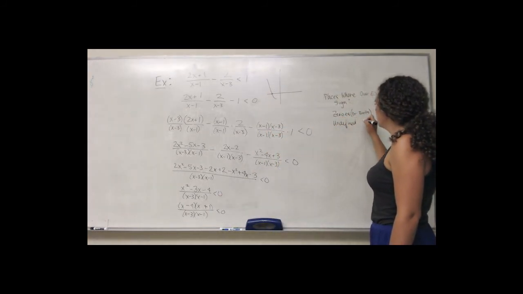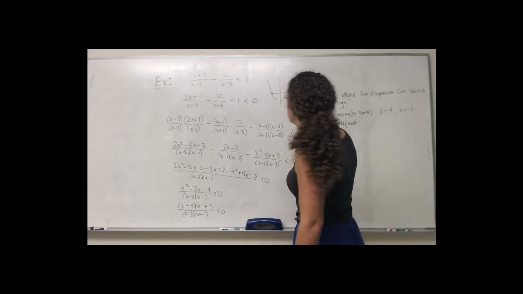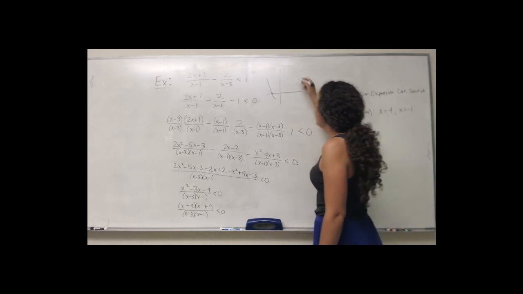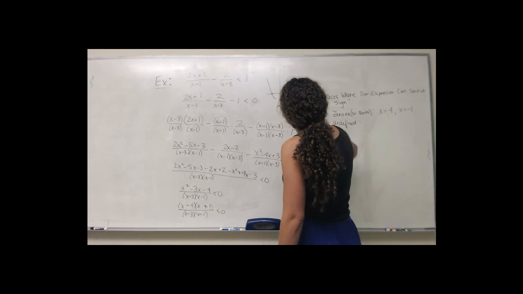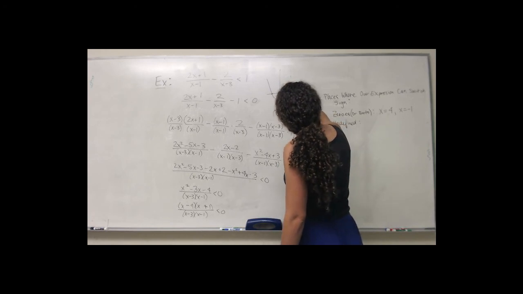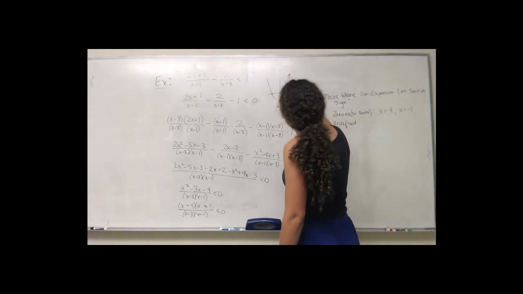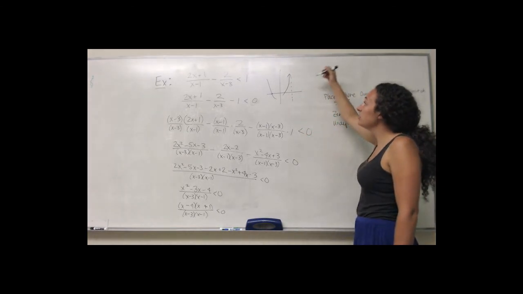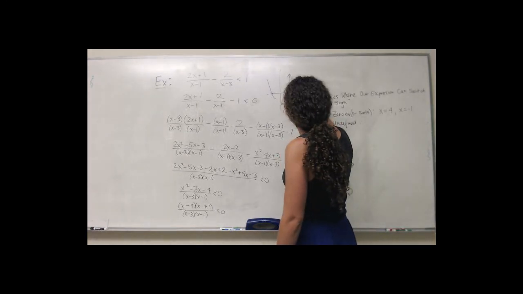Okay, now the reason that we need to look at places where our expression is undefined is because occasionally you can have functions that look something like this, where on one side we're shooting off to infinity, and on the other side we're shooting down to negative infinity.